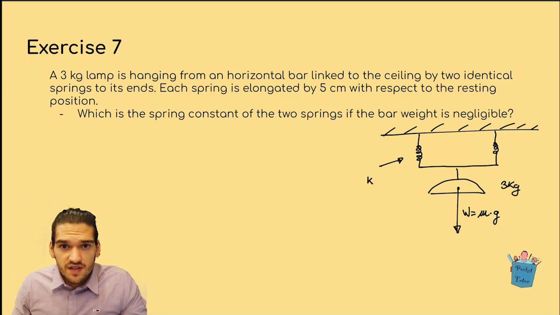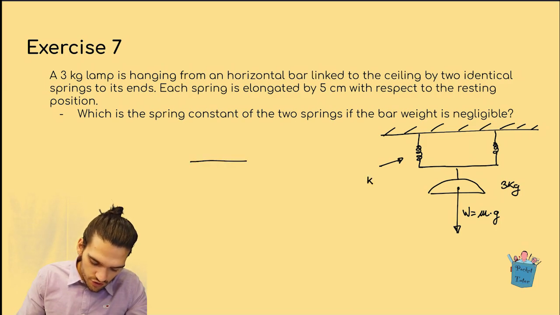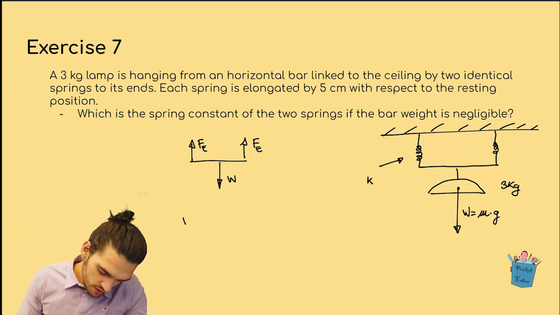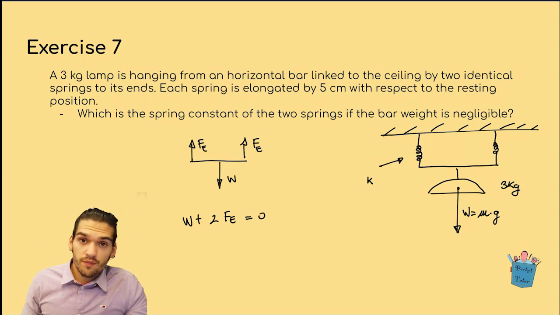Let's try to simplify the sketch. We have a bar on which we have 3 forces acting on it. This is the weight, and these are the 2 elastic forces. We know that the 2 springs are identical, and also the elongation, the delta, is the same for both of them. This means that the 2 elastic forces will be the same. If the system is in equilibrium, it means that the sum of all the forces acting on it is equal to 0. So the weight plus 2 times the elastic force is equal to 0.